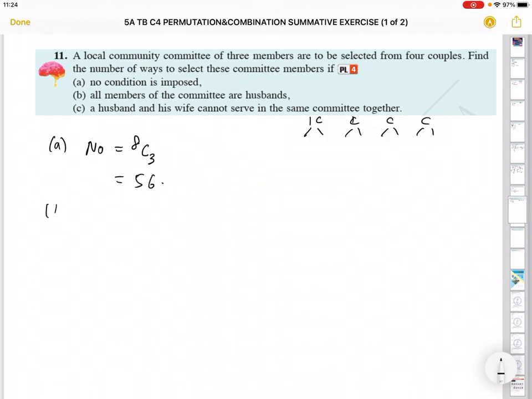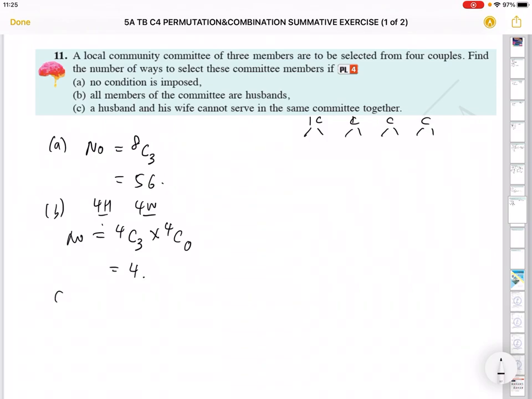B, all the members of the committee are husbands. Okay, so why husbands? If you have a couple, it consists of a husband and wife, right? And you have 4 husbands now and 4 wives now. Now, this is a bit sexist. I only choose the men, right? So out of 4, I choose 3 of them, the husbands, and out of the 4 wives, I choose none. Now, if you do it right, it's okay. 4C0 is 1. Answer is 4.